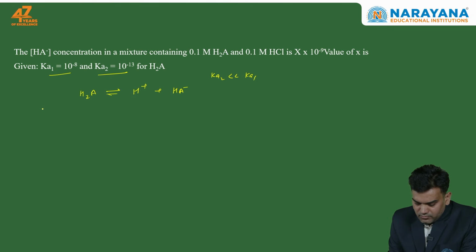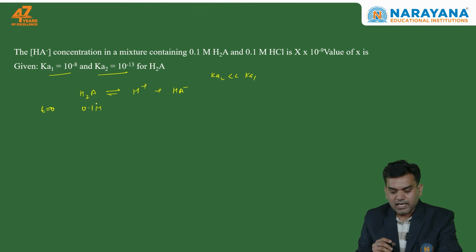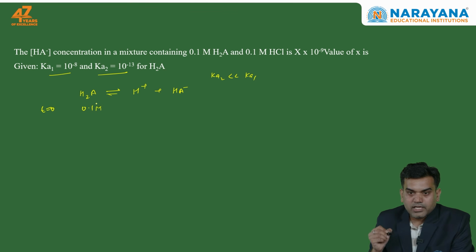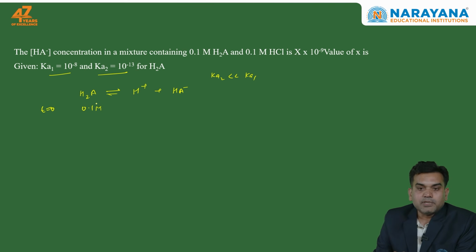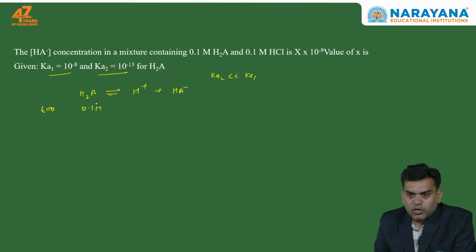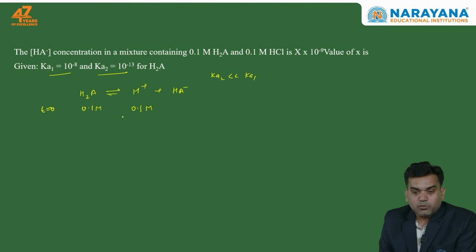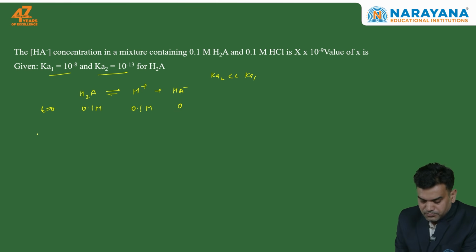So at t equal to 0, in this case I can assume the acid is 0.1 molar, but since in the question they have given that 0.1 molar HCl is already present in the mixture, this is a case of common ion. So at t equal to 0, it is already containing how much? 0.1 molar H positive ions, and the concentration of HA negative ions will be equal to 0.